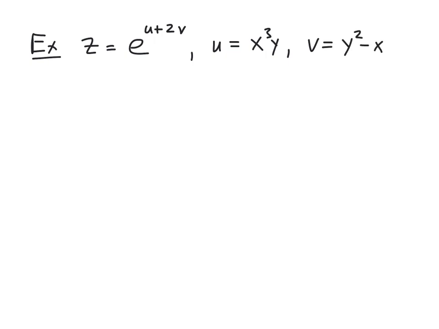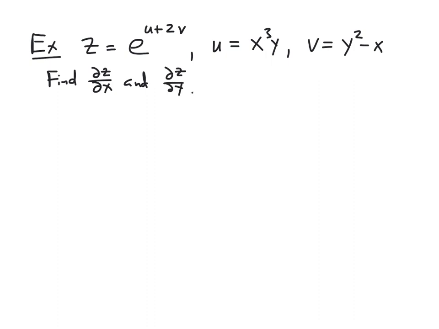So let's take a look at an example. Let's say z is the function e raised to the u plus 2v power. u is the function x cubed y. And v is the function y squared minus x. We want to find both of the first order partials of z with respect to x and with respect to y.